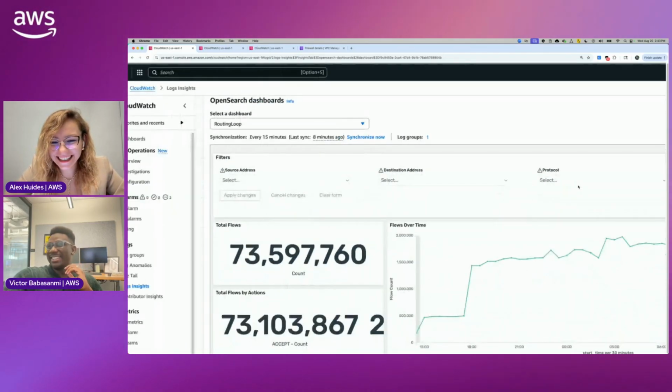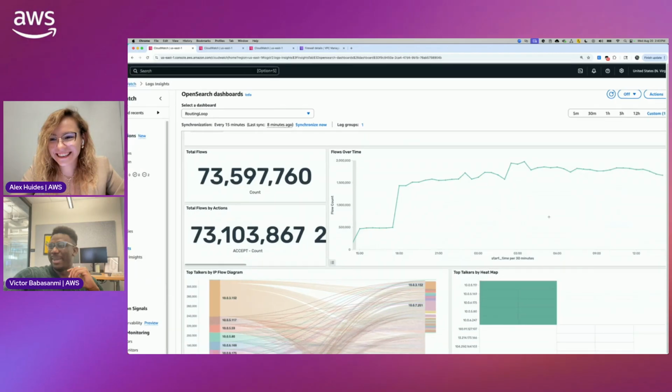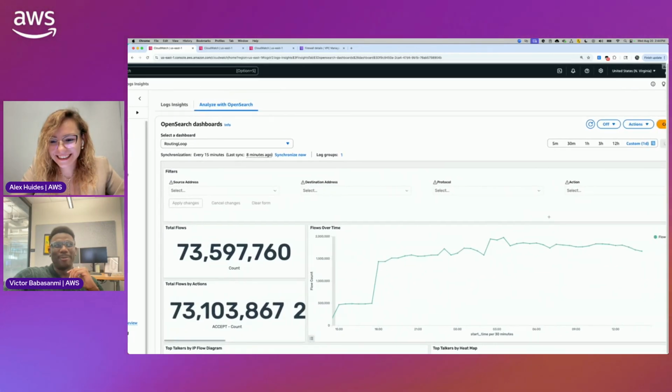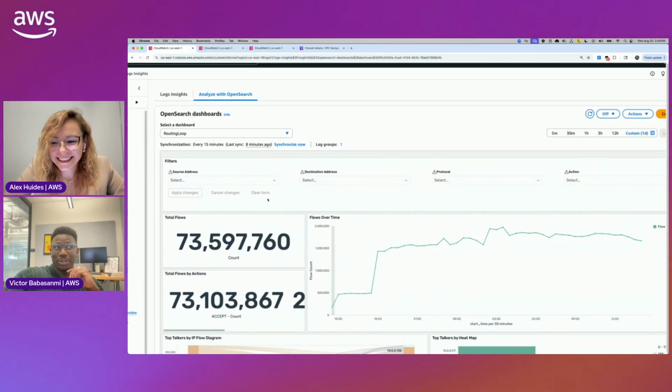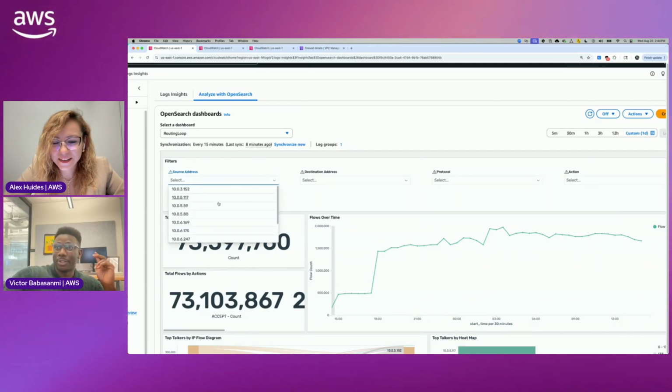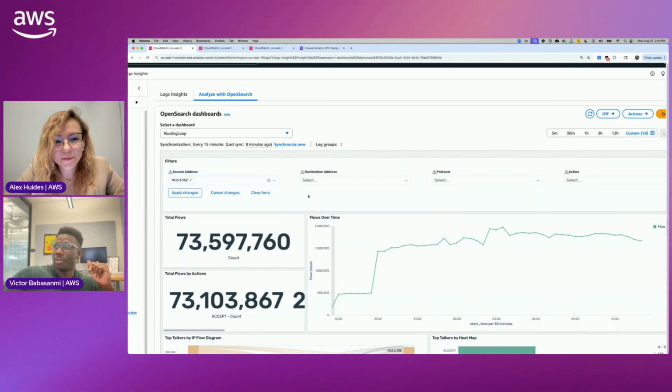So yeah, I have this nice OpenSearch dashboard for my logs. As you can see here, I can filter. Let's say, for example, I'm trying to see how much traffic a particular EC2 instance or IP address has been transferring. I can go select the IP address. I'm just going to select this one. I can filter for that.